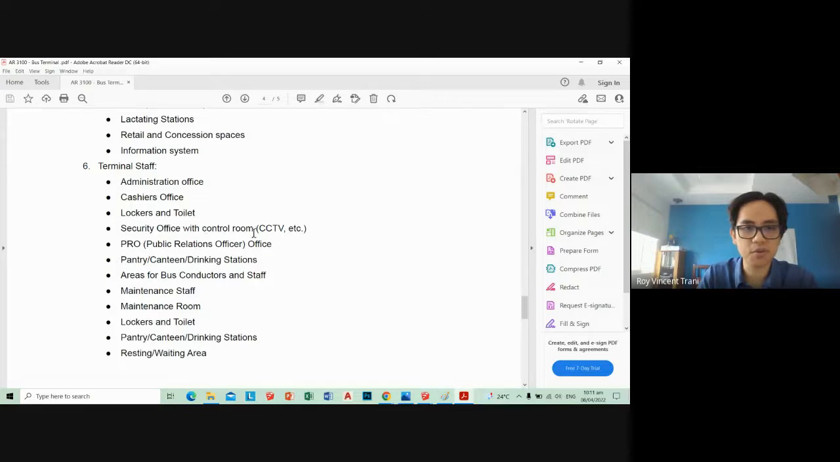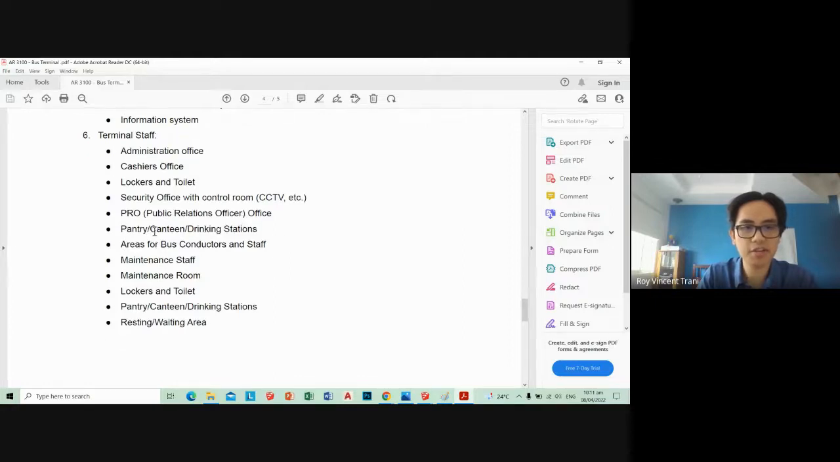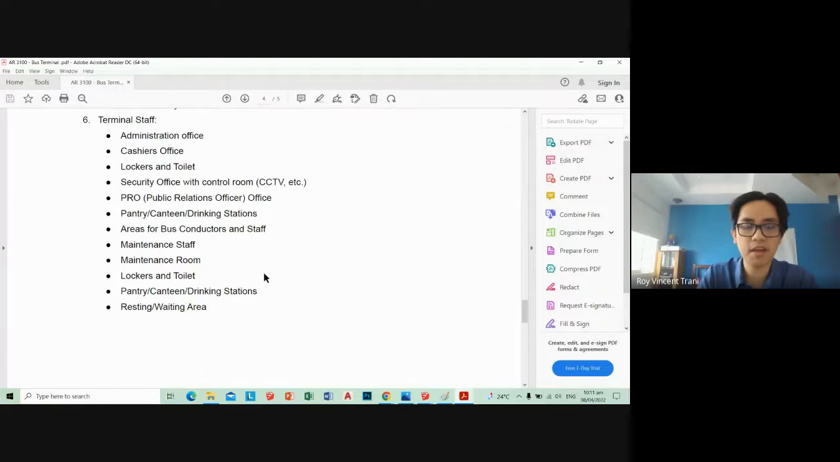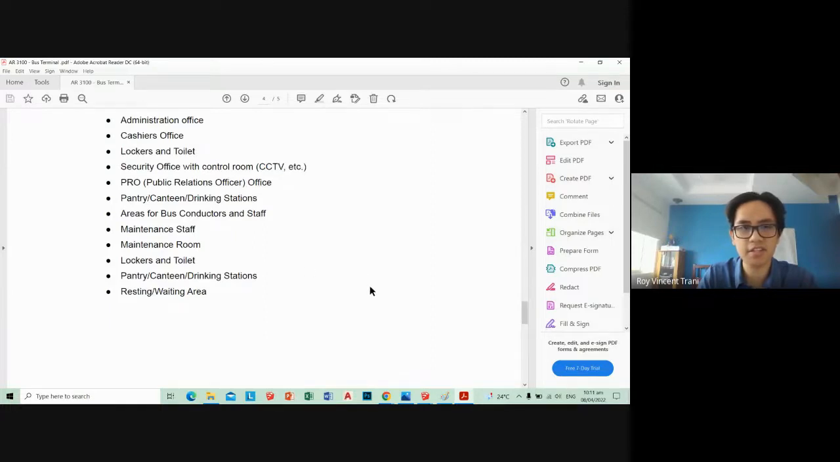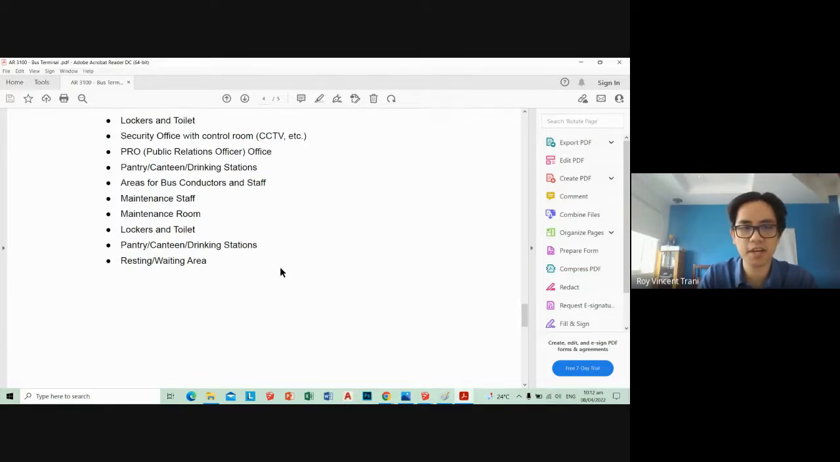Security office with control room, this should be near the admin office. Public relations officer, again, near the office. Pantry and canteen, drinking stations can be further away from the office. Areas for bus conductors and staff, closer to the parking areas, not really needed to be near the office. Maintenance room, closer to the buses, I would say. But if you find research that says otherwise, please go ahead.